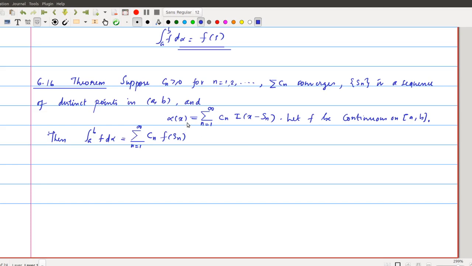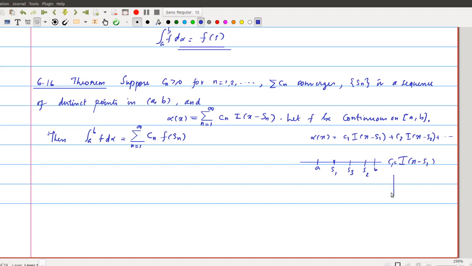Alpha of x is in fact a monotonically increasing function, because we identify this alpha of x. Alpha of x is an infinite series, say c1 I of x minus s1 plus c2 I of x minus s2 plus and so on. Okay, so if we have AB here, and suppose we choose s1 here, s2 here, s3 here, these are the points of this AB. Now you define c1 times I of x minus s1.